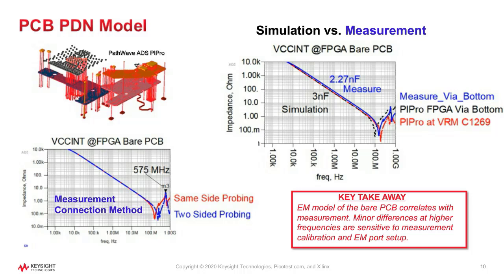The plot in the upper right shows the measured impedance at the bottom of a power via on the bottom of the PCB under the FPGA and compares this with the simulated impedance at the same location. The simulated and measured capacitance show good correlation, and the variation at high frequency can be attributed to challenges with fixturing and calibration on the measurement side and port setup and meshing density on the EM side.